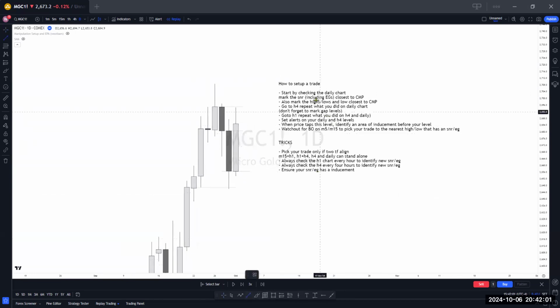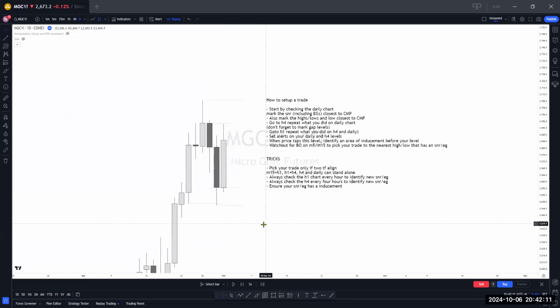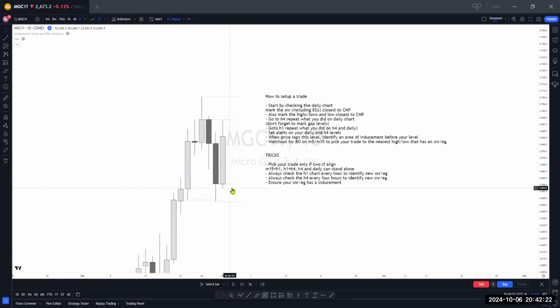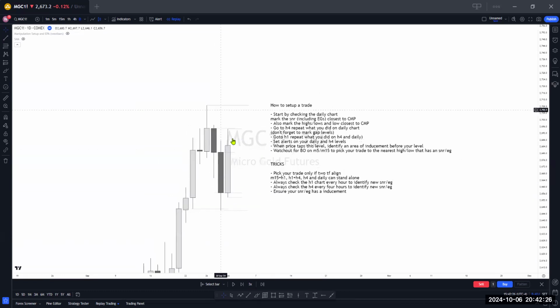So also mark the highs and lows that are closest to current market price. So this high is close to current market price, right? Also this low is close to current market price. Also this low, close to current market price. And also I would have marked this high, but yeah, it's just market. Okay, that high is close to current market price. And you're going to see what happens as the day unfolds.